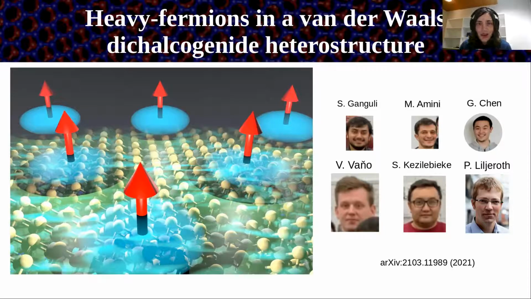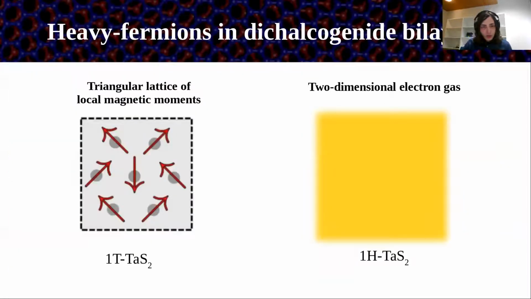Now, let me tell you about perhaps the most thrilling part of today's talk, which is this realization of heavy fermion physics using a van der Waals heterostructure. And again, this was done, of course, thanks to the wonderful experiments of the atomic scale physics group at Aalto. So again, we need two ingredients. First, individual magnetic moments. Second, a two-dimensional electron gas.